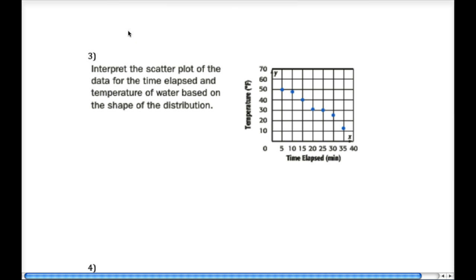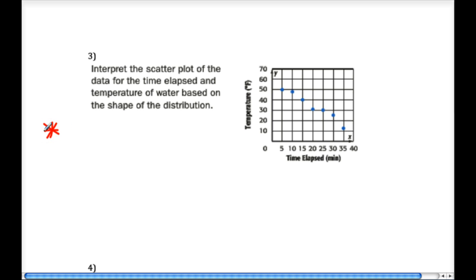You're going to do a lot of interpreting of graphs. These are very wordy questions. Listen to this. Interpret the scatter plot of the data for the time elapsed. You guys know what the word elapsed means? Like, as time goes on, and the temperature of water based on the shape of the distribution. So they graphed it for you guys.